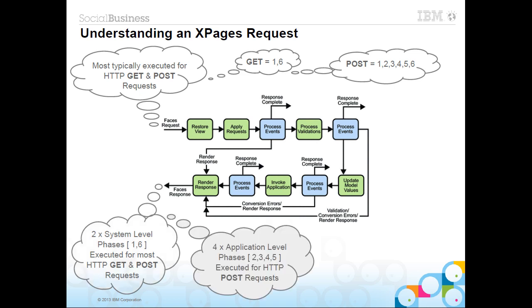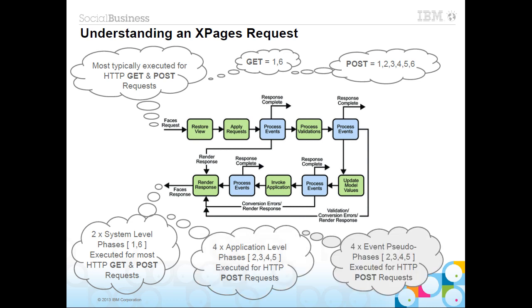There are also 4 application level phases, phases 2, 3, 4, and 5. The apply request values phase, process validations, update model values, and invoke application that we see in the flowchart. These are executed for HTTP POST requests with some variance depending on the requirements of the request.